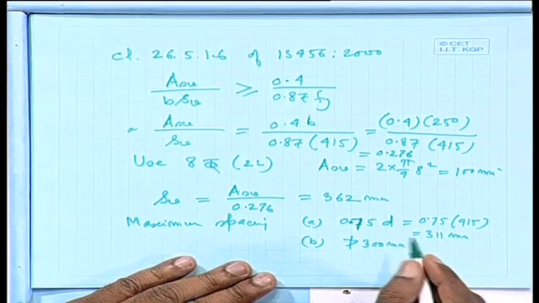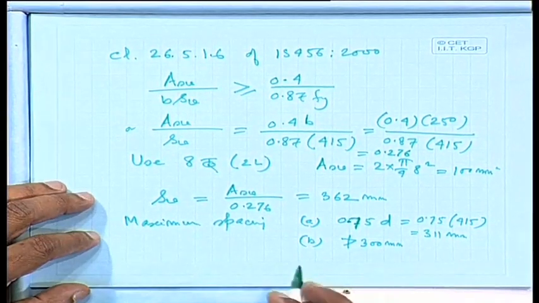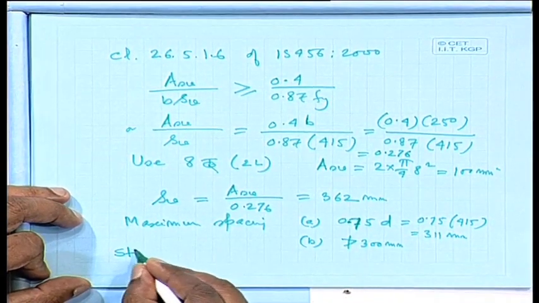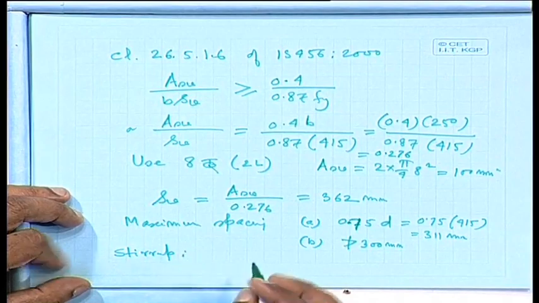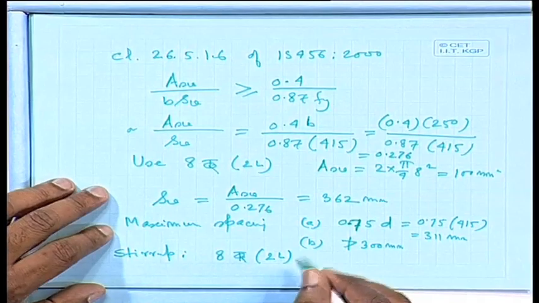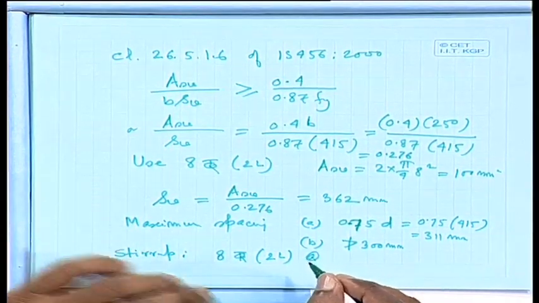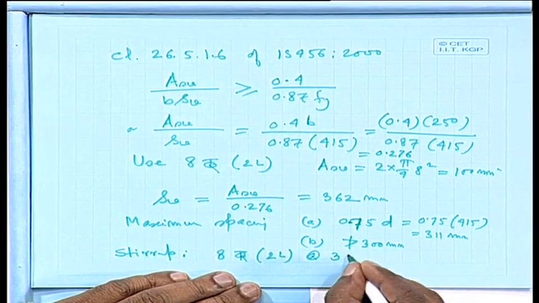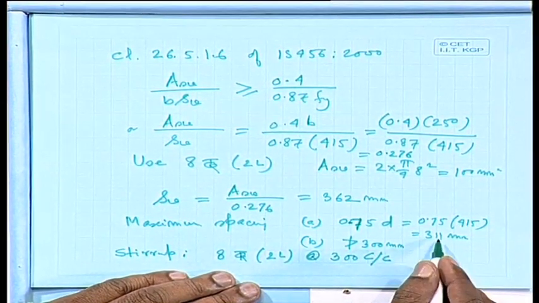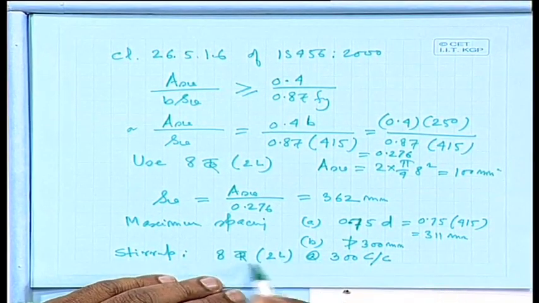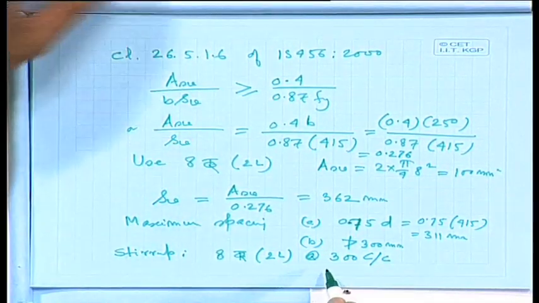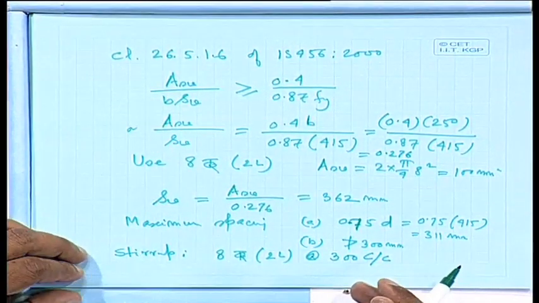There is a numerical value mentioned in our code. So, we have to provide the shear reinforcement stirrup 8 torr two-legged at the rate of 300 center to center, because we are taking 300, that is the minimum one, and here 311. So, we have to provide 300. So, 8 torr two-legged at the rate of 300 center to center, that we have to provide, and that is the minimum nominal reinforcement.